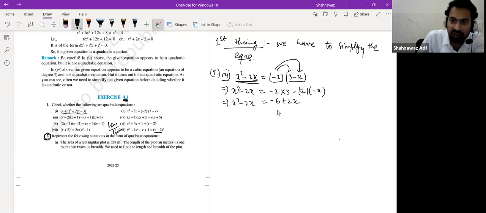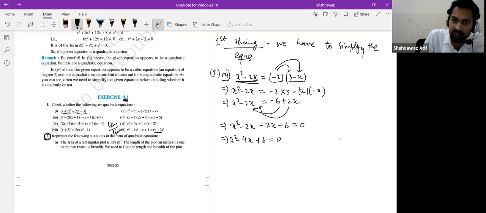Yes, sir. Now we will take these terms in here. So this would be x square minus 2x minus 2x and then plus 6. So this would be x square minus 4x plus 6 is 0. Right. So is this a quadratic equation? Yes, sir. So this has degree 2. So this is a quadratic equation.